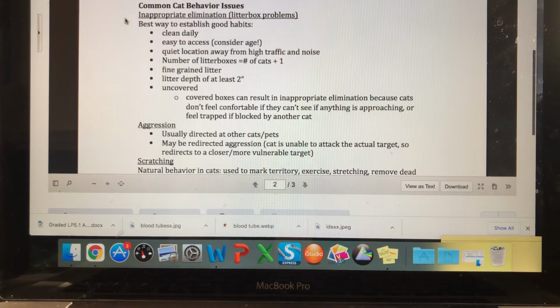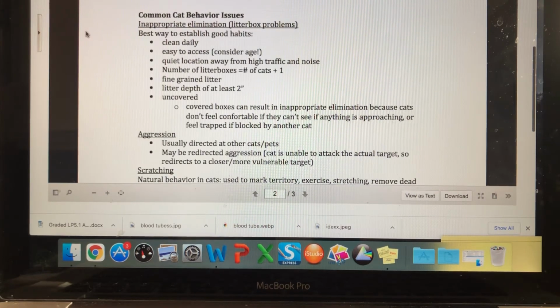So now we're going to talk about some common cat behavior and dog behavior issues that you'll run into in the clinic. So number one with cats, the thing we probably see the most is inappropriate elimination, which means that they're not using their litter box. And I would say probably 90% of the time, it's because the clients aren't observing good litter box habits. So they either leave it really messy. We want to clean the litter box daily, ideally. We also need to consider if the animal can access the litter box.